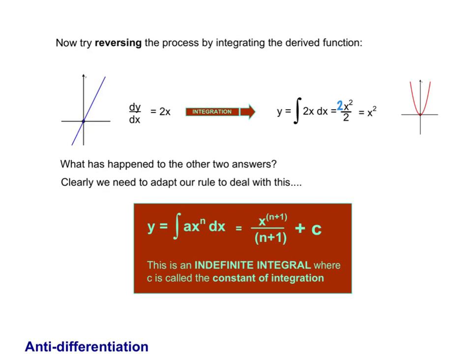So when we add 1 to the power, it goes from 2x to the power of 1 to 2x to the power of 2, and then we divide by the new power. So we're dividing by that 2 there, which gives us x squared once you cancel out the 2 and the 2. So it's taken us back to the function y equals x squared.